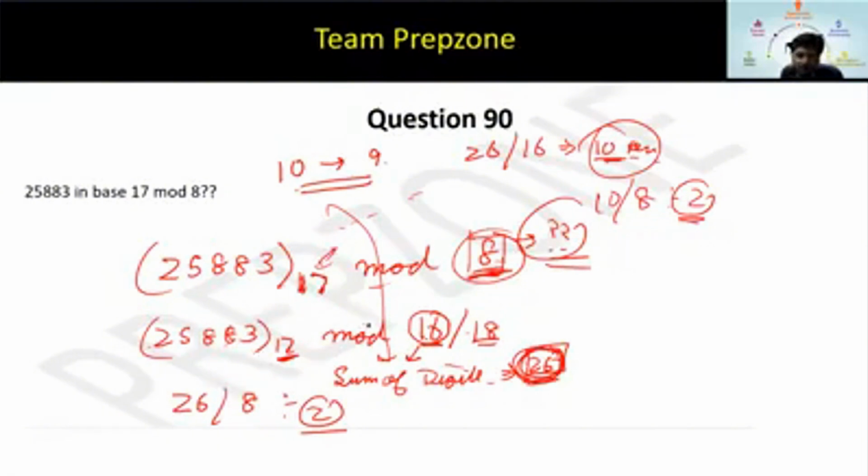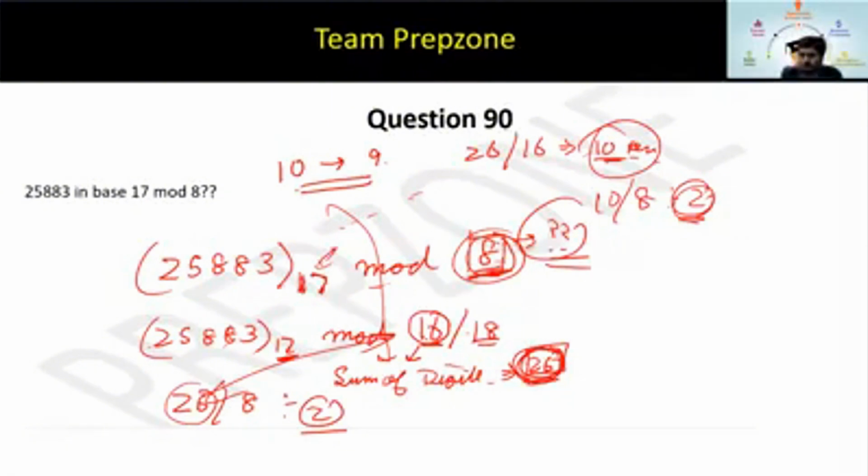Sum of digits will give me the remainder. What is the sum of digits? 26. So 26 is the remainder when this number is divided by 16. Or I can also say remainder is 10. It won't matter. So if this number is divided by 8, what will the remainder be? 10 mod 8, answer is 2. Clear everyone? Any doubts in this?